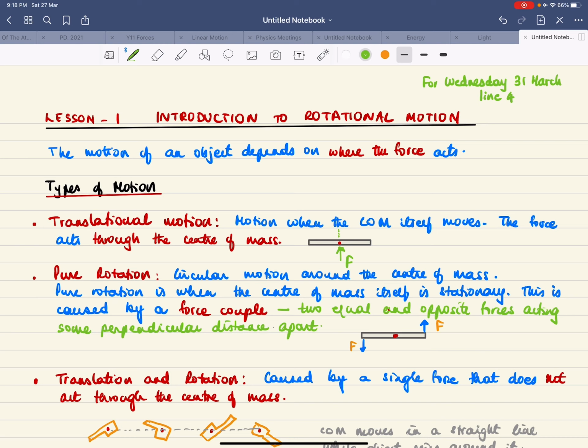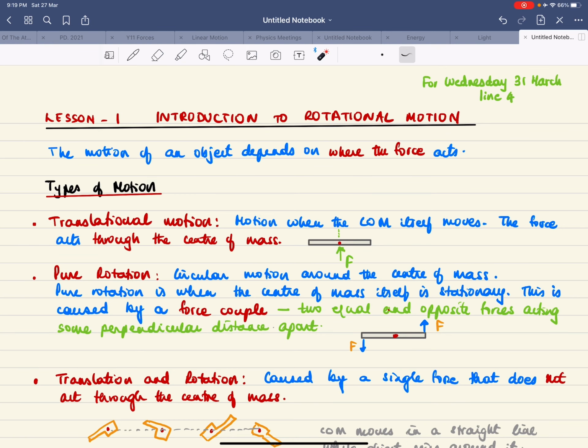So this is an introduction to rotational motion. The first thing we need to understand is some of the different types of motion. The motion of an object depends on where the force acts. We learned about the center of mass in the last topic. If you have an object, this red dot represents the center of mass, and if your force acts through the center of mass, then the whole object moves. This is motion in a straight line, also called translational motion.